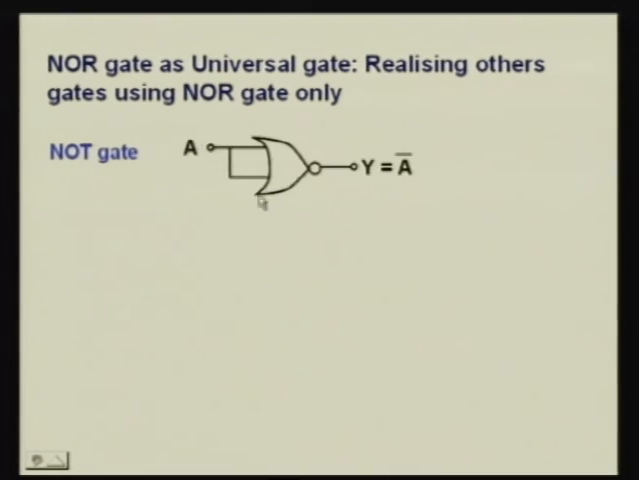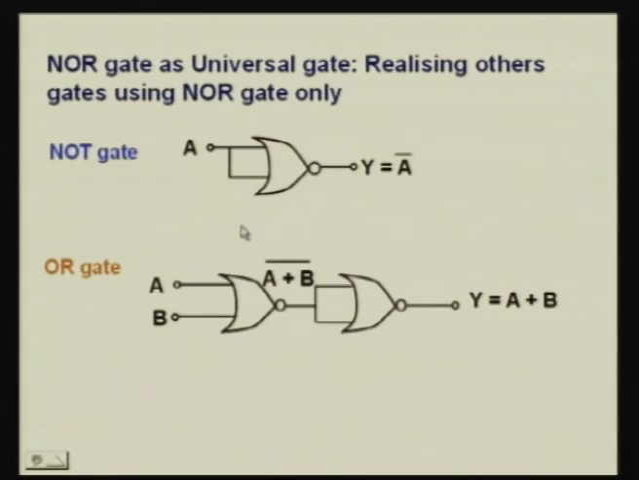Now again we will see how we can use the NOR gate as a universal building block, as a universal gate. Again I will show how we can realize different gates using the NOR gate only. Here, if we want to get a NOT gate, then we just take a NOR gate and apply one input at both the inputs of the NOR gate, and we will get the complement of that input, the inverse of that input. So this is very simple, and we can get a NOT gate using the NOR gate.